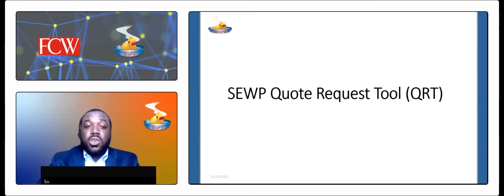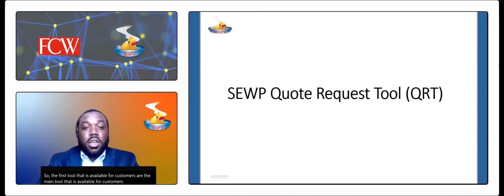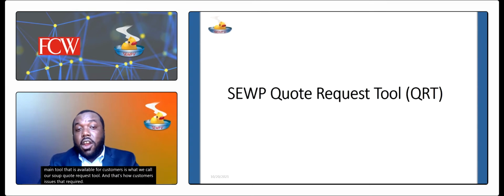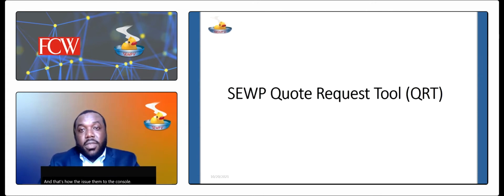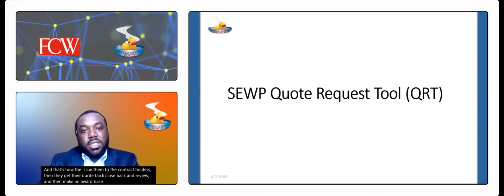So the first tool that is available for customers, or the main tool, is what we call our SEWP quote request tool. And that's how customers issue their requirements, or RFQs, or RFIs, MRRs, agency catalogs. And that's how they issue them to the contract holders. Then they get their quotes back and review, and then make an award based on the quotes they receive.